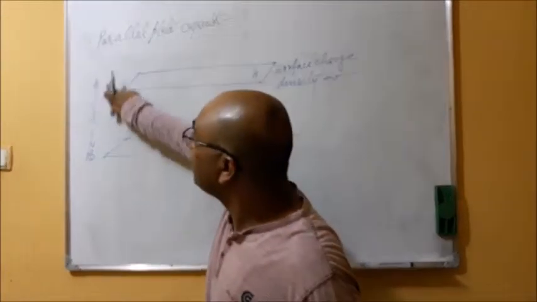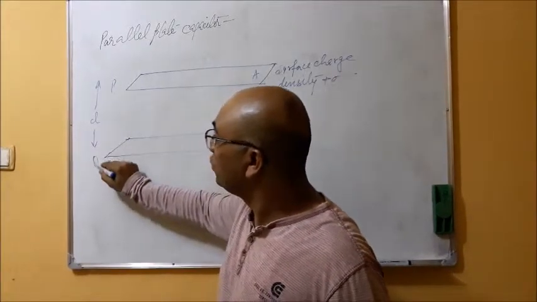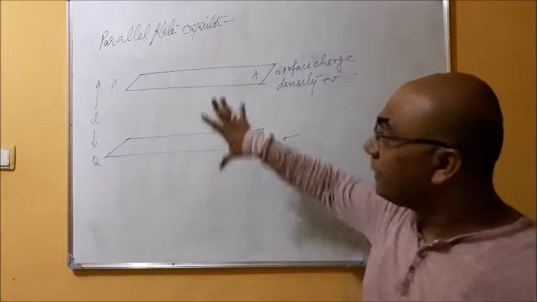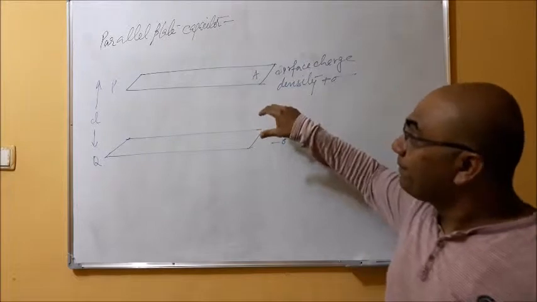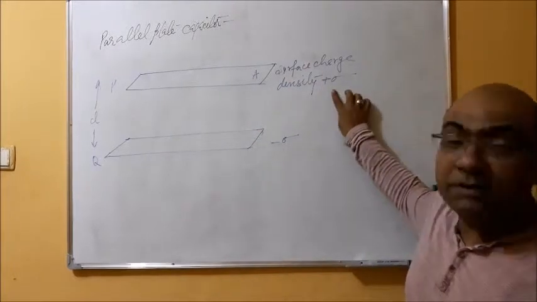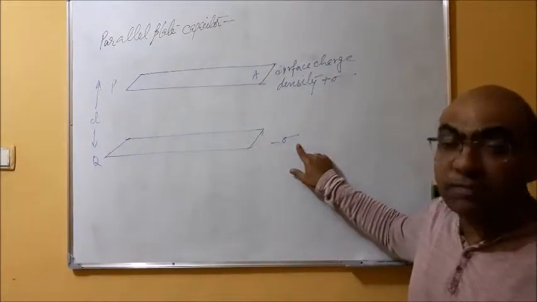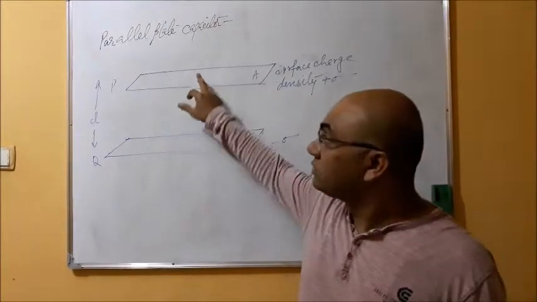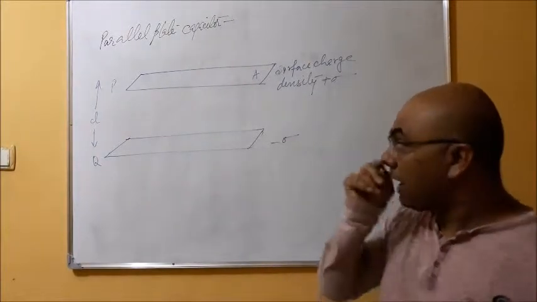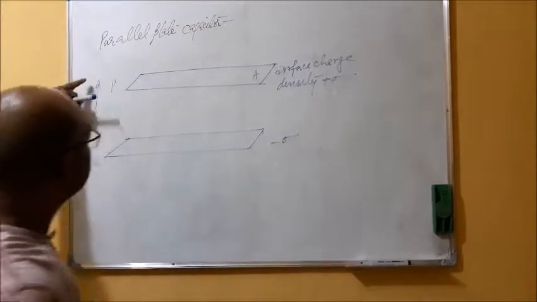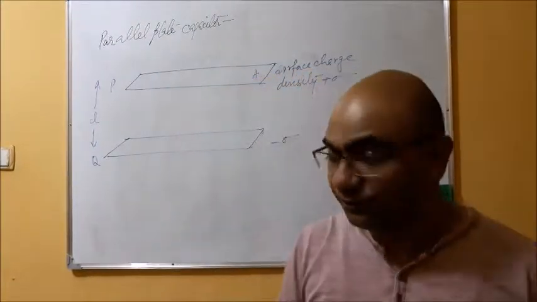So if you are confused by this 2A, we can say we have two plates, P and Q. Plate P has surface charge density plus sigma. Plate Q has surface charge density minus sigma, right? This means both plates have equal and opposite charge, and both plates are separated by a distance of d, and the area of each surface is given by capital A, right?